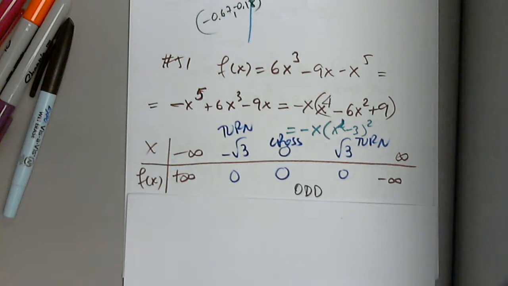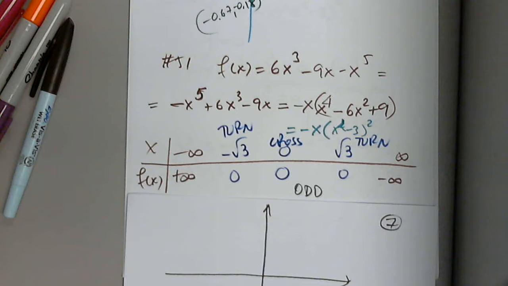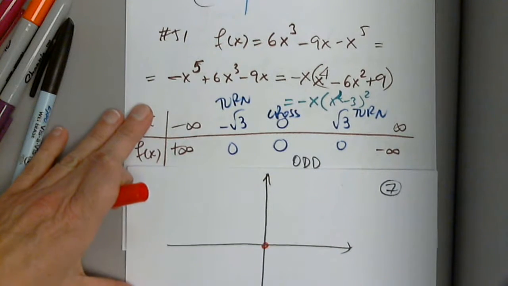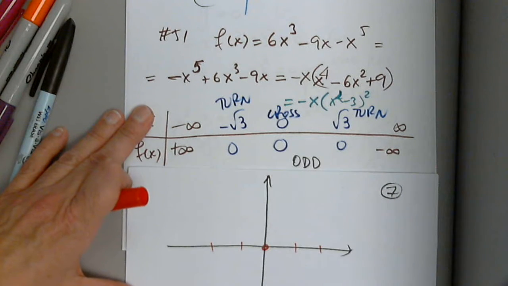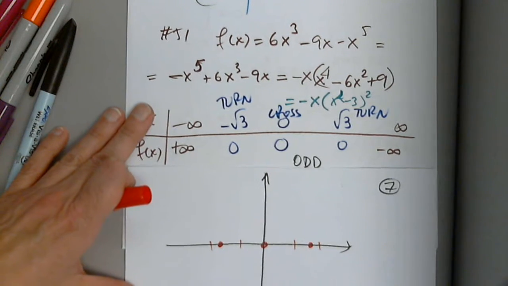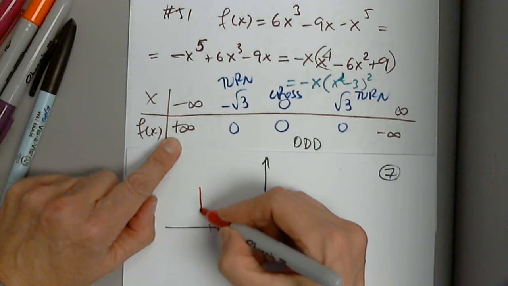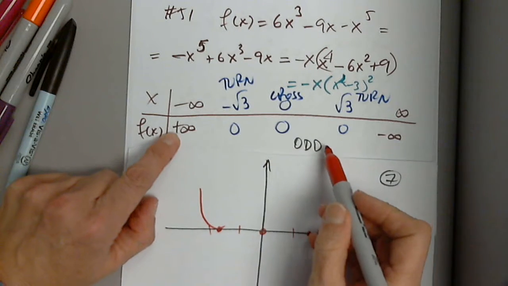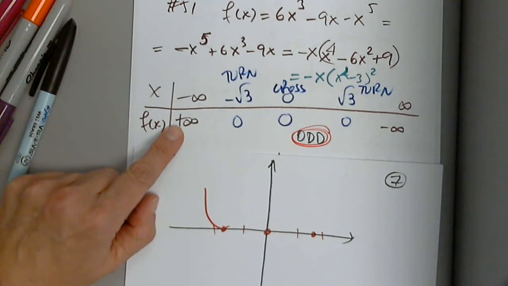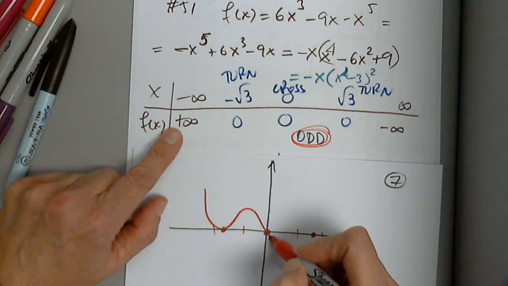Okay, ready? I plot the points. 0, 0. So this is 1, 2, and the square root of 3 is roughly 1.7. One more time. From positive infinity, turning at this point. Remember, it's odd. Turning at this point, coming to a maximum because it crosses straight.